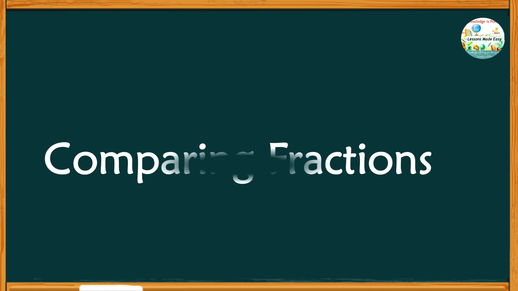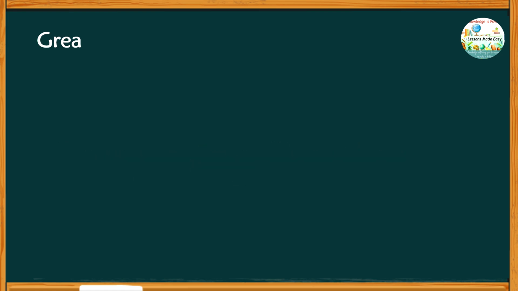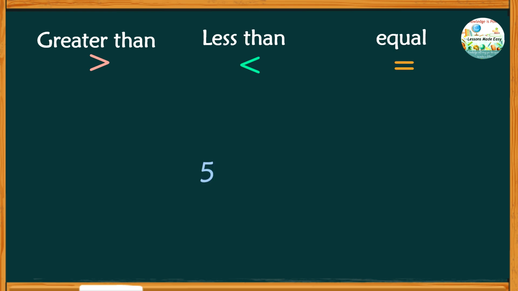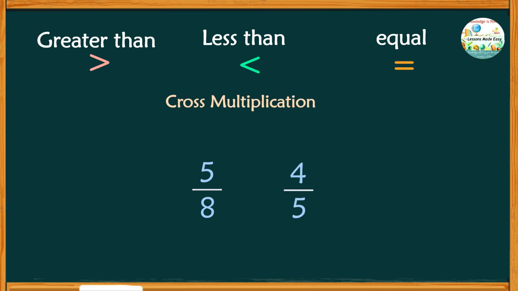Let's compare the given fractions using the symbols for greater than, less than, and equal. Compare 5 over 8 to 4 over 5. We will do the easiest method, which is cross multiplication. For the first set, we have 5 times 5, we got 25. And the other is 4 times 8, which is 32. Obviously, 25 is less than 32. It means 5 over 8 is less than 4 over 5.